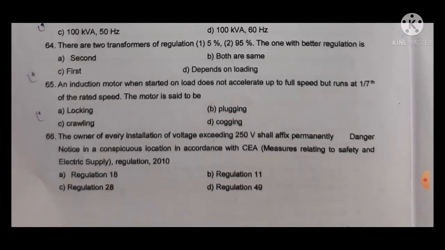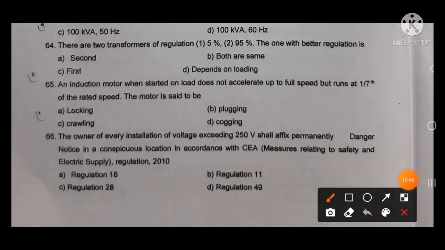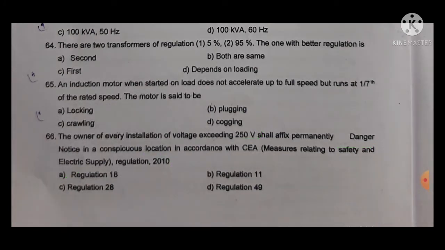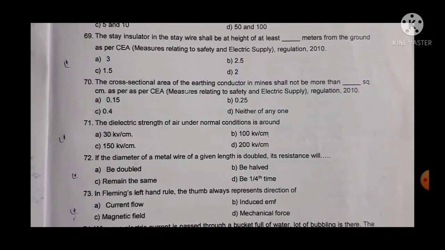Next, the owner of every installation with voltage exceeding 250 volt has to put up a danger notice. This is based upon regulation number 18 of the Central Electricity Authority Regulations 2010. I have already given the data in the description link. You can download the PDF also for more.